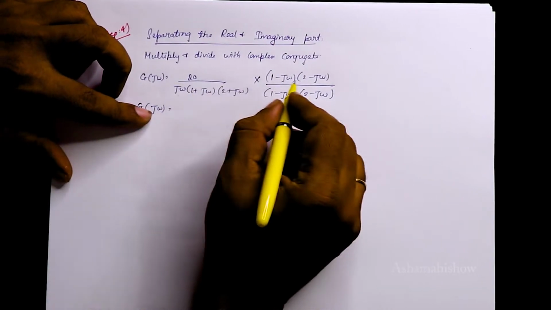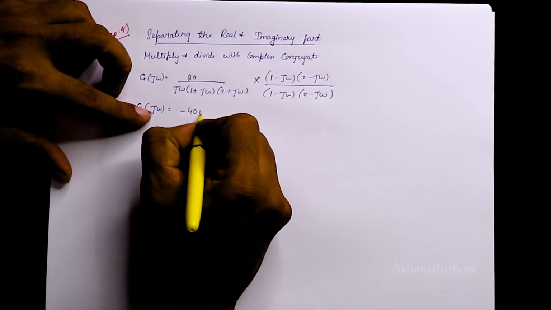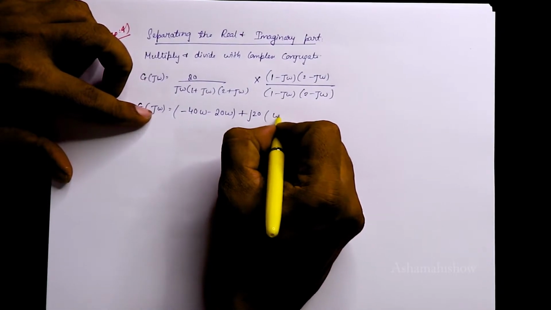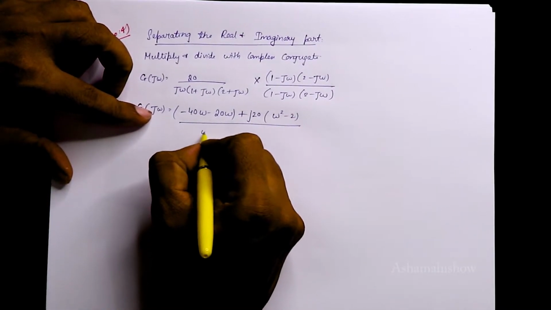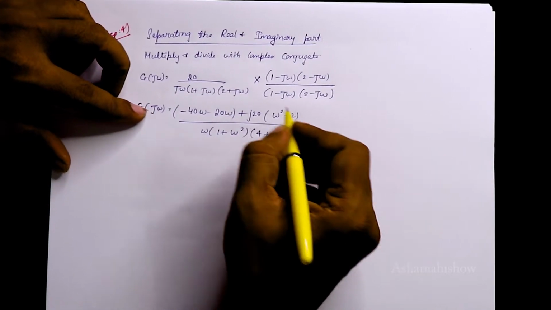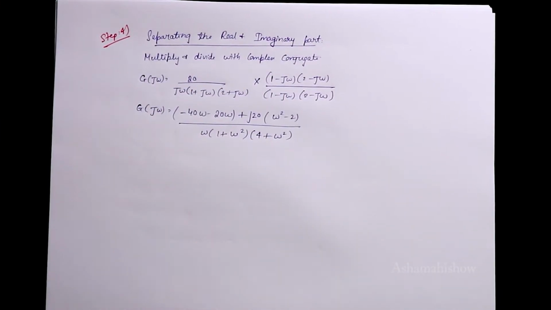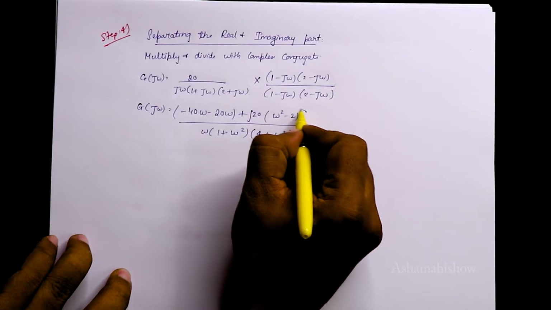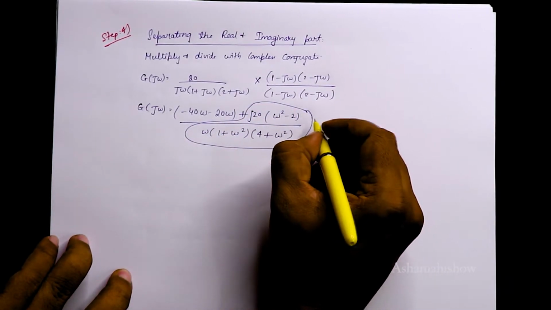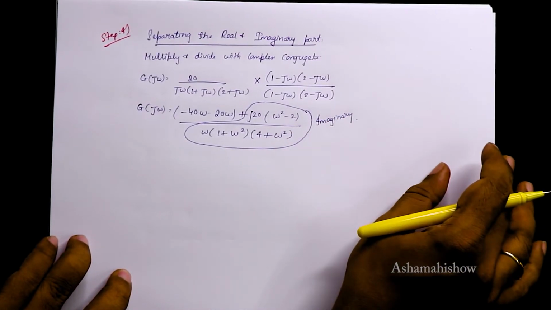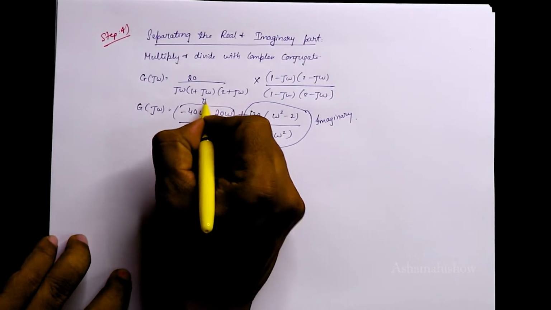When you solve this, what happens? This becomes minus 40 omega minus 20 omega. I already did it for your reference. Your denominator will be like 1 plus omega square into 4 plus omega square, if you multiply these two. From this you need to take the imaginary part and the real part. The imaginary part is the one which contains j. So this is your imaginary part, and the remaining is your real part.